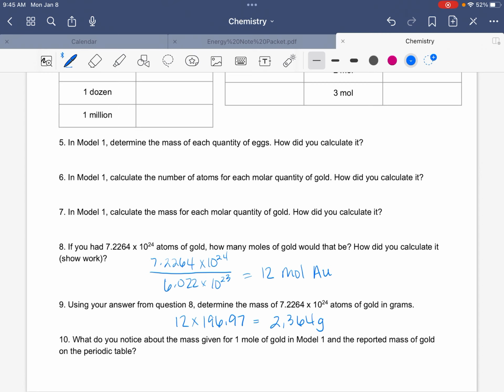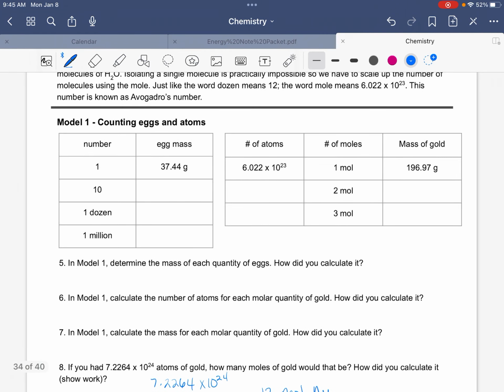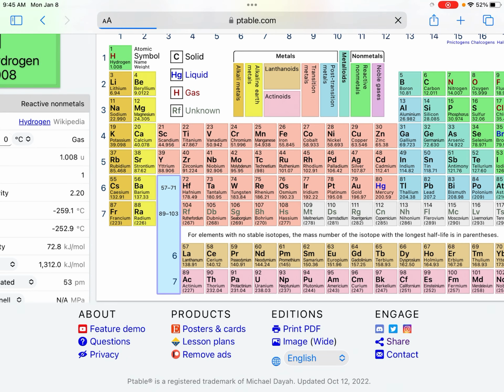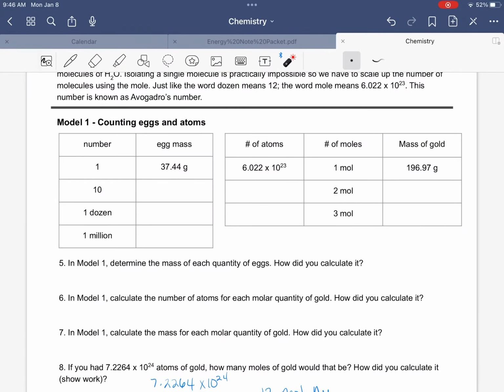Okay, for question 10, what do you notice about the mass given for 1 mole of gold in Model 1 and the reported mass of gold on the periodic table? So we see here that the mass of gold is 196.97 grams. And if we go look at the periodic table, we can also see AU, which is element number 79, also has the mass of 196.97. Okay, so they get that mass of 1 mole of an element from the periodic table.